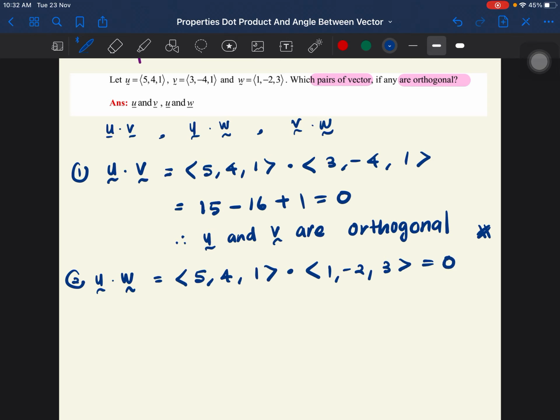So you will have 5 minus 8 plus 3 is equal to 0. Okay, 5 plus 3 is equal to 8, and 8 minus 8 is equal to 0. So again, therefore, u and w are orthogonal.